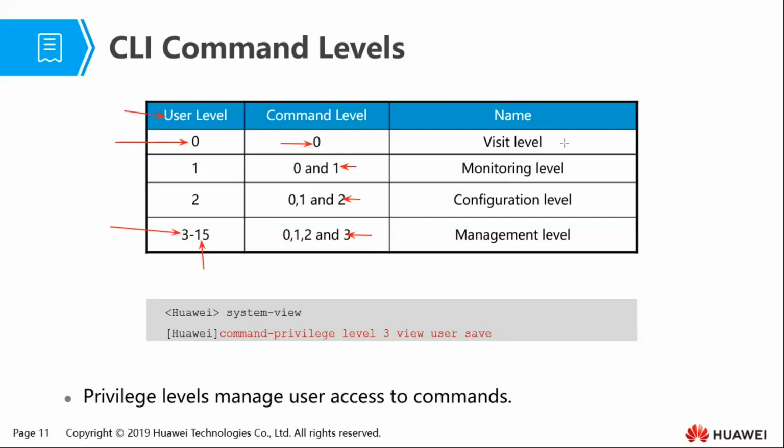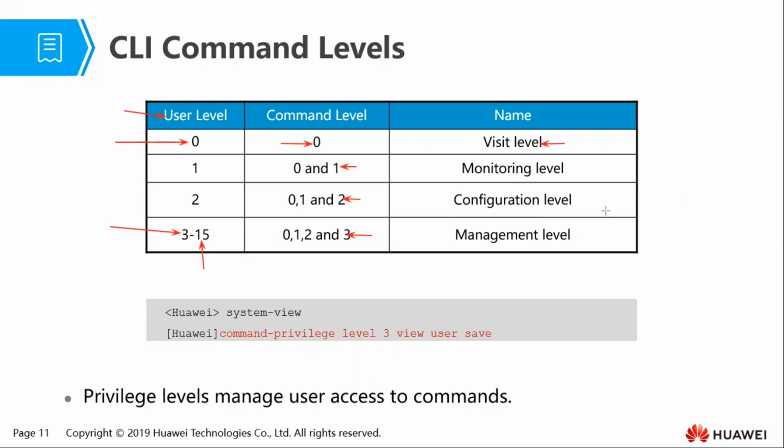Command level 0 is a visit level. At the visit level, you can only do very few commands, for example ping and traceroute, those simple commands that can be used to diagnose simple network faults like reachability and delays. So that's what we call the visit level.